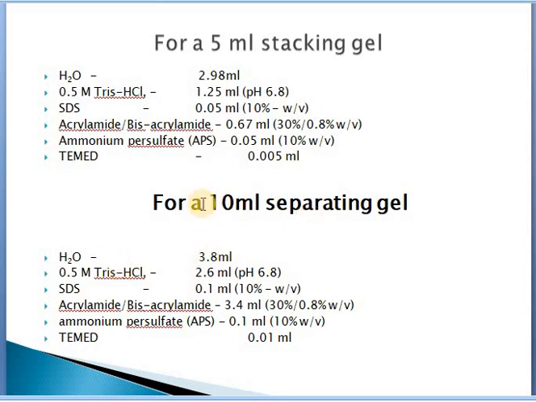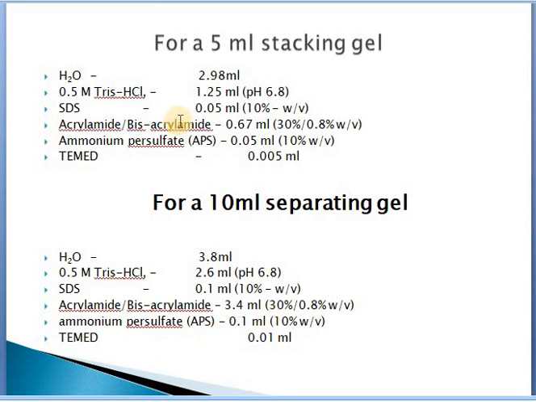Similarly, for the separating gel, for 10 ml, the proportionate concentration is 0.5 molar Tris-HCl, 0.6 ml; SDS, 0.1 ml of 10% weight per volume; then acrylamide-bisacrylamide, 3.4 ml. So the total volume will be 10 ml and this is 5 ml.